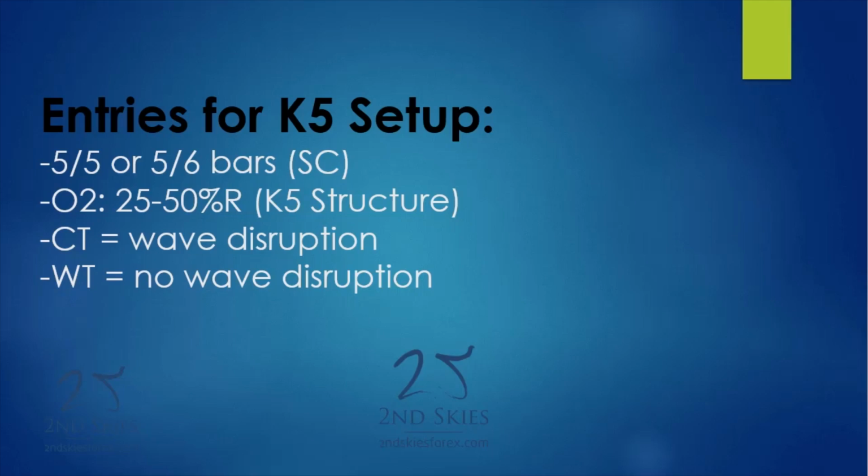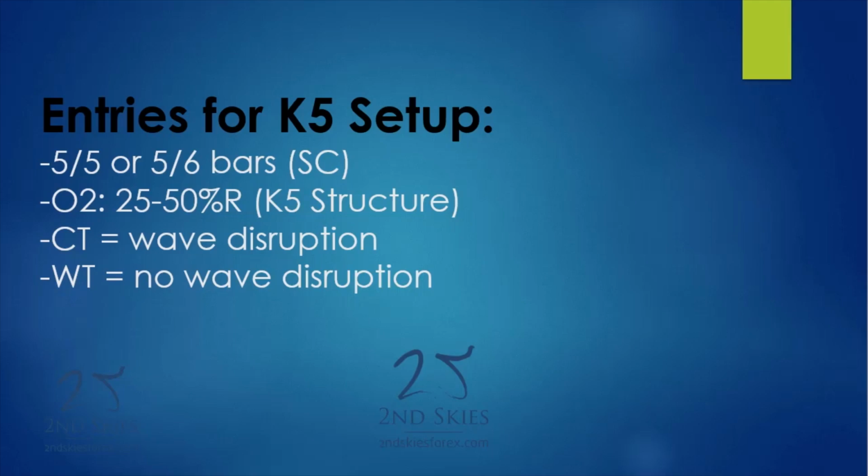Option number 2 for an entry. Actually, sorry, I need to clarify one thing. When we have the above conditions, 5 out of 5 or 5 out of 6, our first option to get in is a close of that final bar. So if it's 5 out of 5, it's the close of that 5th bar. And if it's 5 out of 6 and the 6th bar is the final one for the Kifu setup, then we would get in on the close of that bar.